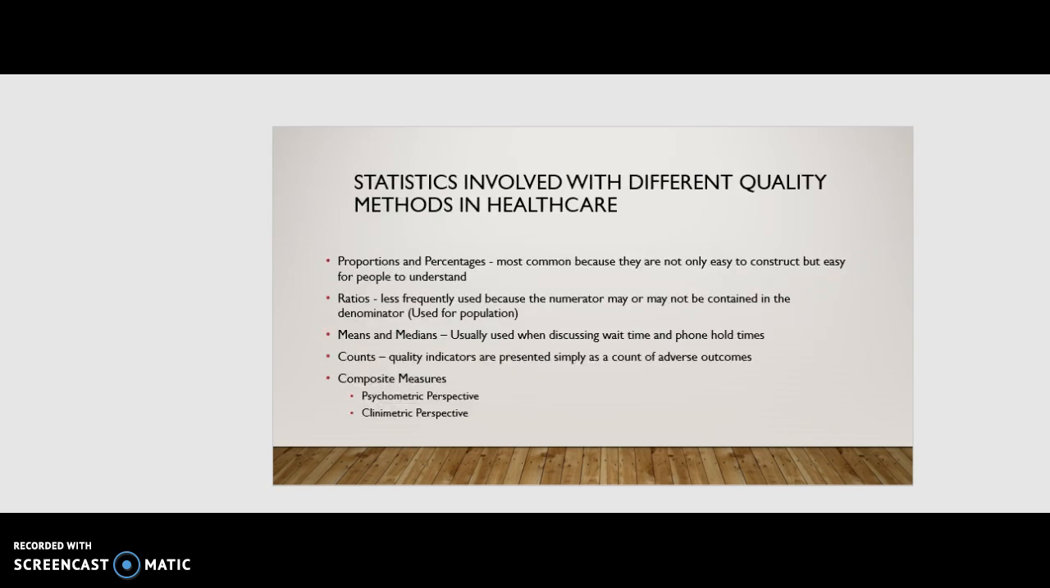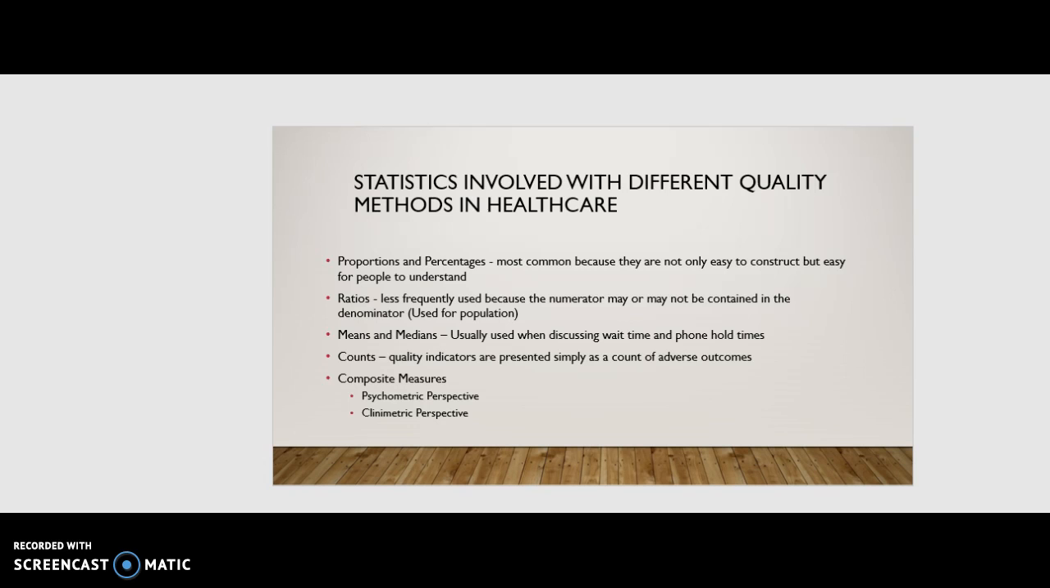Statistics involved with different quality methods in healthcare. Quality performance measures are designed and conducted by statistics. For example, proportions and percentages, ratios, means and medians, and counts are all great examples. Proportions and percentages are the most common quality measurement because they are the easiest to construct and to understand. The numerator represents the number of people, out of the total number of people in the denominator, who actually receive the test or treatment or experience the adverse outcome.